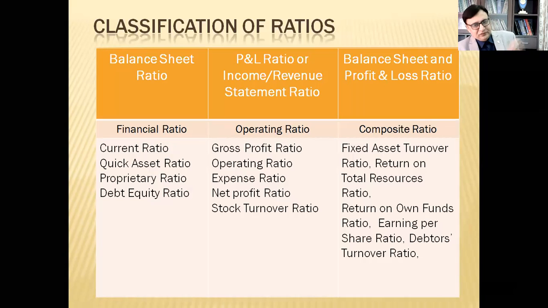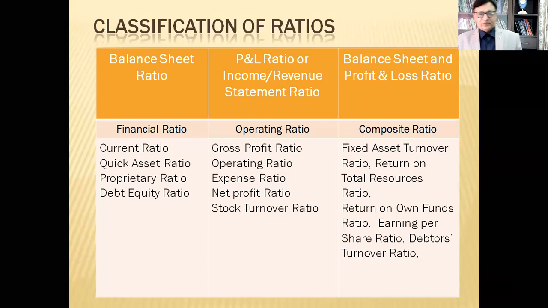Similarly, if you have taken only the figures from the profit and loss account, or income statement, or revenue statement, then we will say these are profit and loss account ratios, income statement ratios, revenue statement ratios. But if you have taken one figure from the balance sheet and another figure from the profit and loss account, we would say that this is a composite ratio.